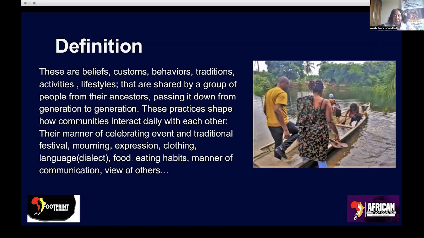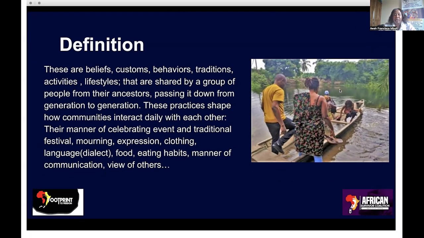Quickly, I will highlight some of those cultural practices that have shaped communities and are very positive in their interaction and their daily activities, such as their manner of celebrating their events and traditional festivals, mourning, expression, clothing, language, that's dialects. Specifically in Cameroon, we have over 200 ethnic groups, and all those ethnic groups have their own dialects. So you can see how diverse it is and how culturally binding it is to each ethnicity. We have the food that people eat, eating habits, manner of communications, and the way people from a specific community look at others from outside.